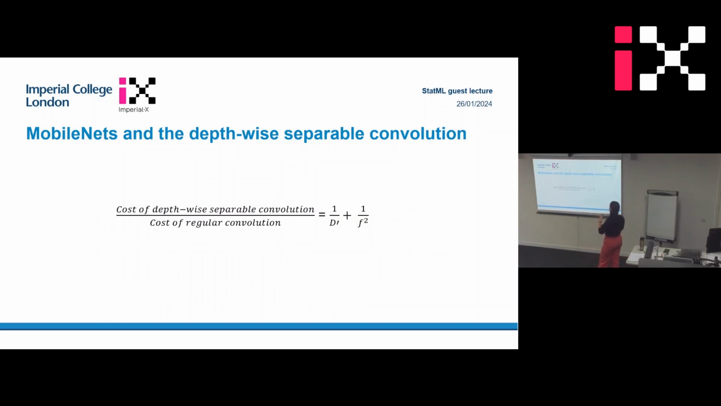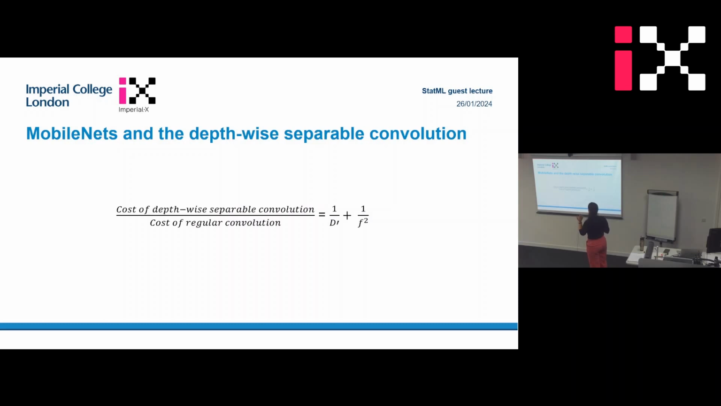And in fact, they measured in the paper how much you could save, and it basically depends on d prime, which is the final dimension that you want in your output layer, so not the width and the height, but the depth. And it also depends on the filter that you're using. So yeah, that's what they proved.